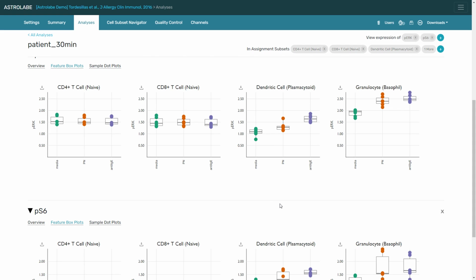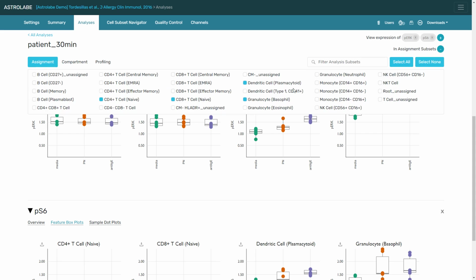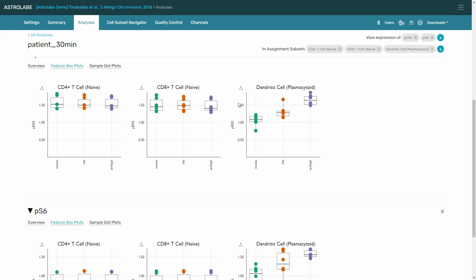Now, assuming that we're done with the basophils, we want to focus on the PDCs, we can just turn them off. And as soon as we do, once again, the y-axis adjusts, and we're guaranteed to see as much of the dynamic range of this marker while keeping the perspective of all the other populations.